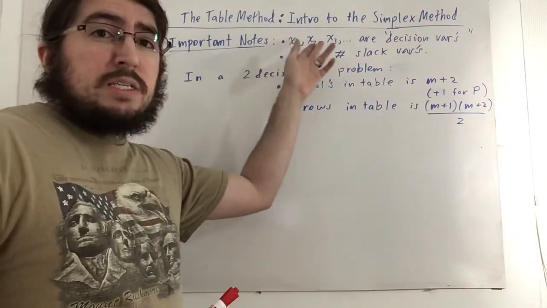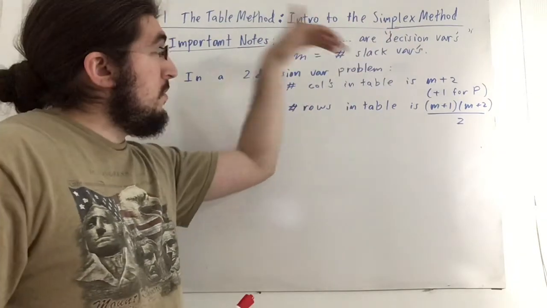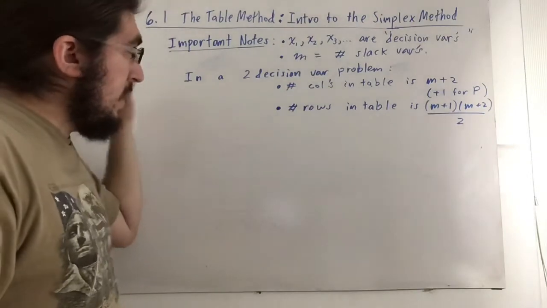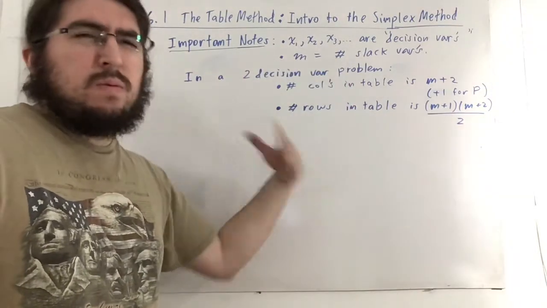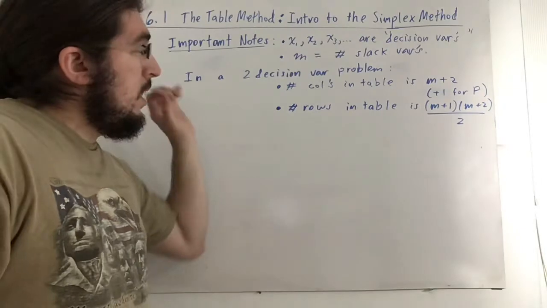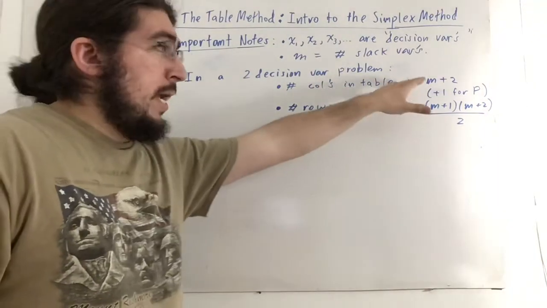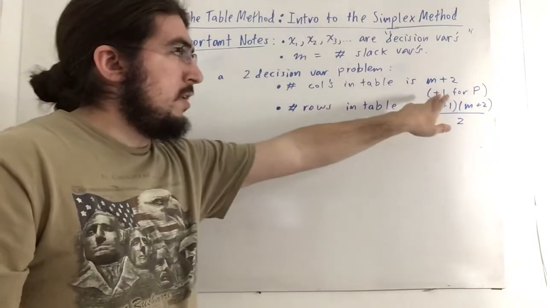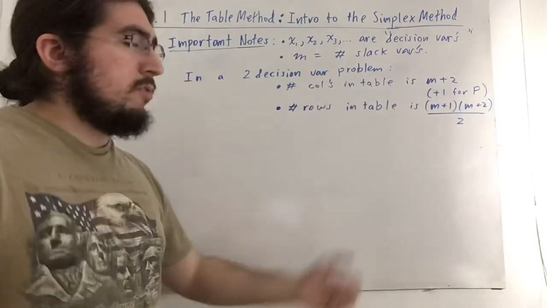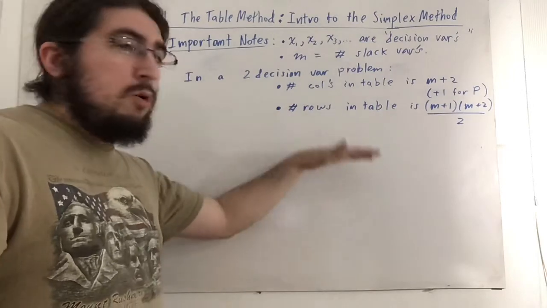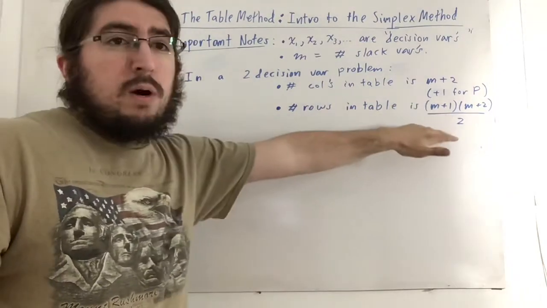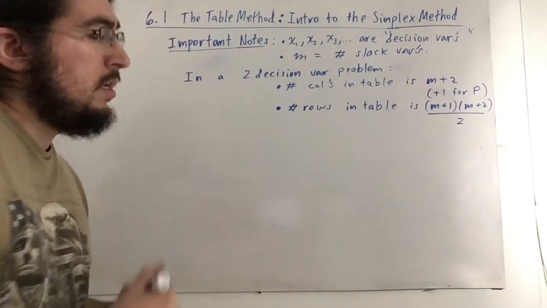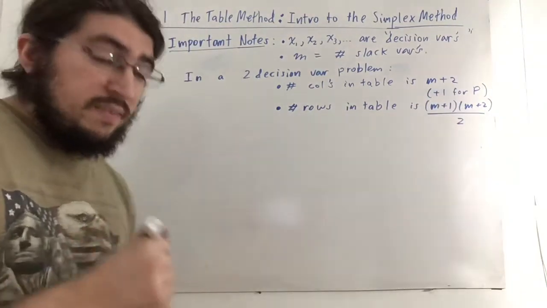Just real quick, I want to go over some important notes here. The variables x1, x2, x3, and so on are called the decision variables, and we call the number of slack variables lowercase m. And let me just say that in a two-decision variable problem, like the one we just saw with x1 and x2 only, the number of columns in the table we created would be m plus 2. Of course, if you include P in your table, then you add 1 to that, so plus 1 if you're including P in the table. The number of rows in the table, though, is this quantity: m plus 1 times m plus 2, all over 2. And let me try to convince you of that.